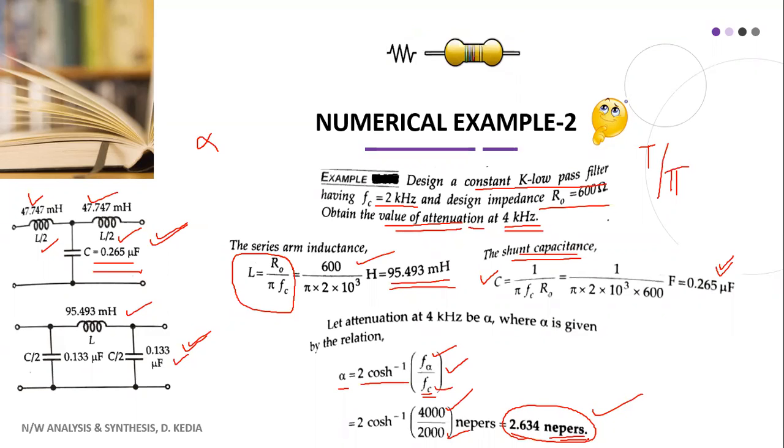So this is how we complete our design of constant K low pass filter. In a similar fashion, we can design high pass filter, band pass filter, and band stop filter. Their design equations will be a bit different, and in the coming classes we will talk about the remaining types of constant K filters, that is high pass filter, band pass filter, and band stop filter. And once we are complete with constant K filters, then we will move to M derived filters. So for today, this was the final thing that I wanted to discuss. So I stop here.